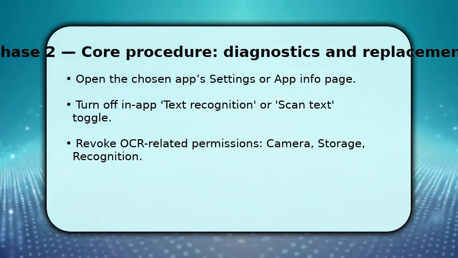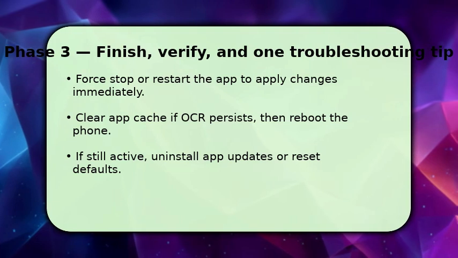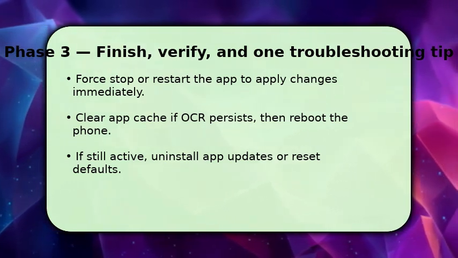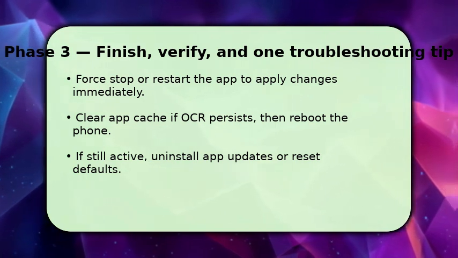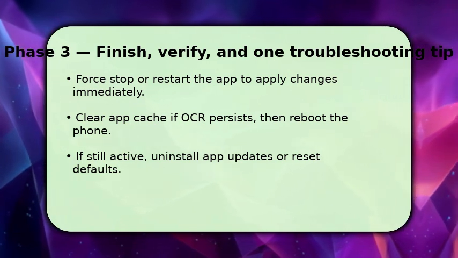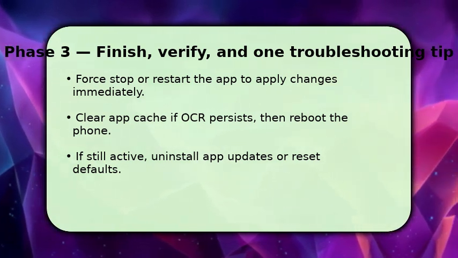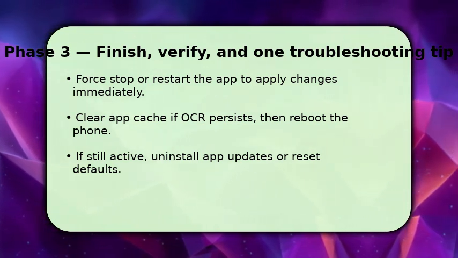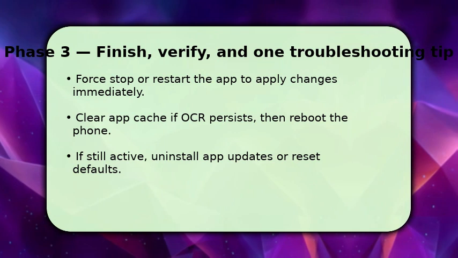Finish by forcing the app to stop or reboot your Infinix so system services reload without the OCR enabled. This ensures the change takes effect. If text recognition still appears, clear the app cache or data and then restart the phone. As a last resort, uninstall app updates or reset app defaults to restore original behavior.